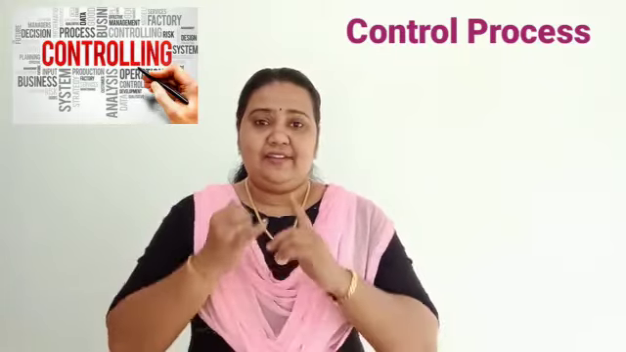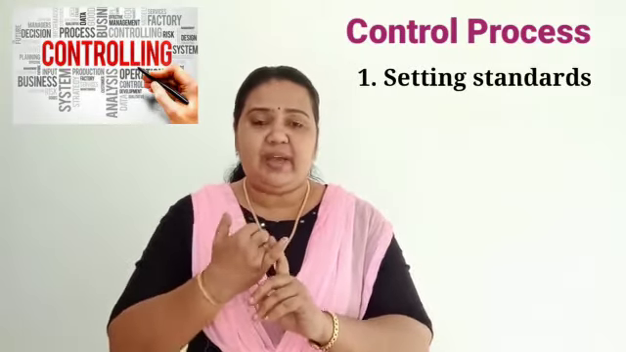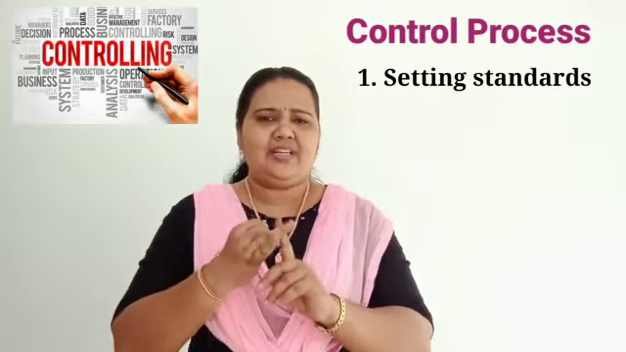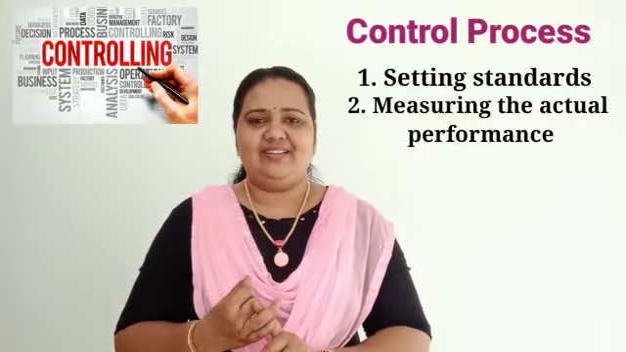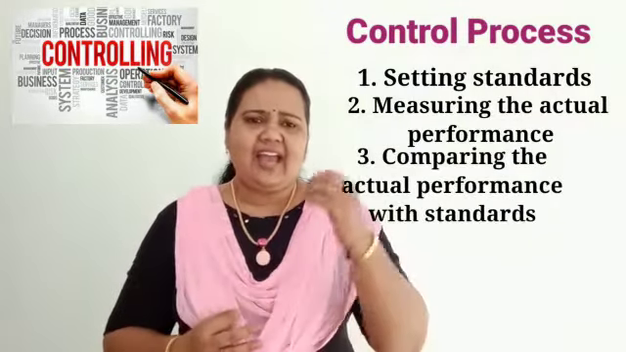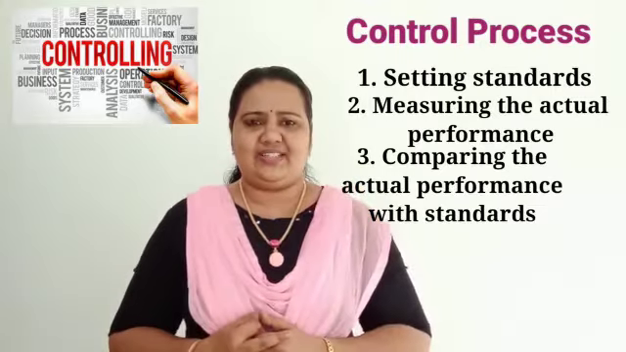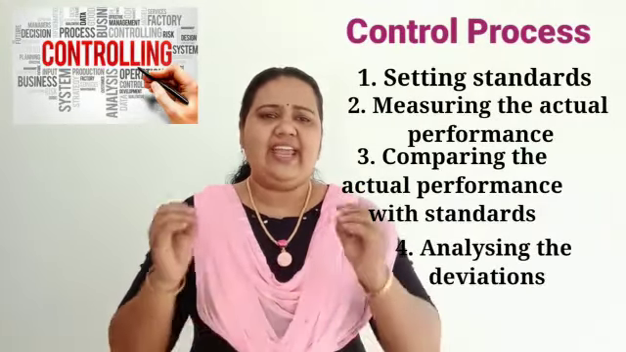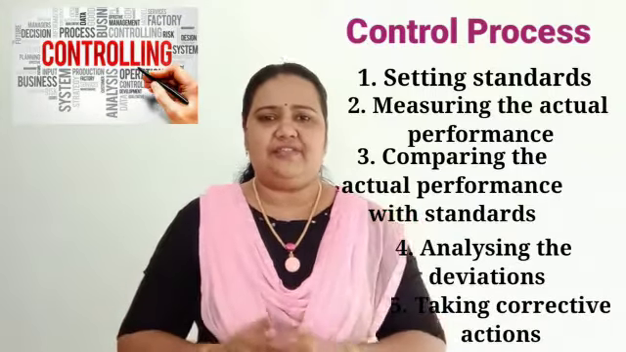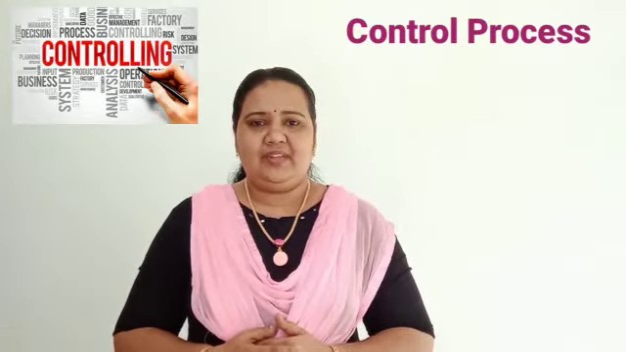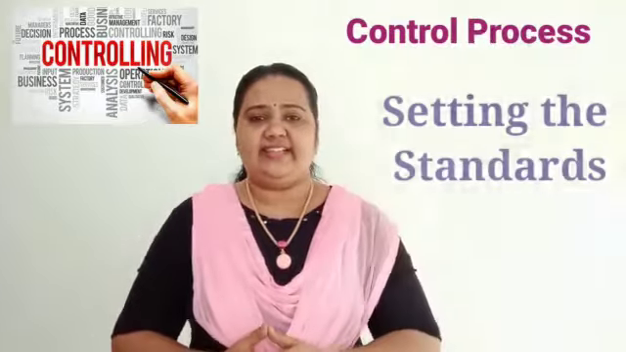They are the first one, setting standards by which performance will be measured. Second, measuring the actual performance. Third, comparing the actual performance with standards and identifying any deviations. Then, analyzing the deviations and taking corrective actions if any. These are the 5 steps in the process of controlling. Now let us discuss the first step, which is setting the standards.